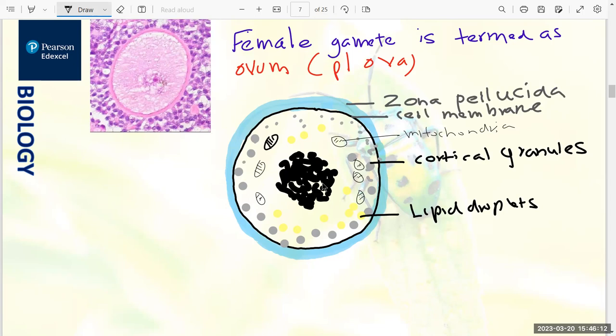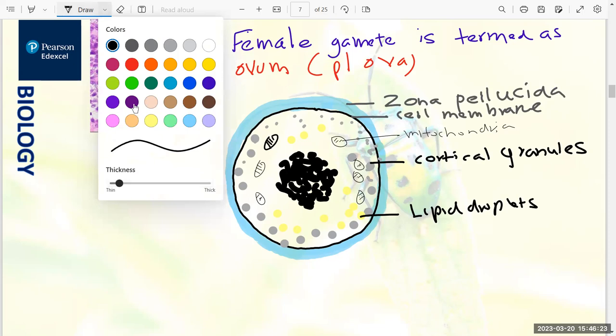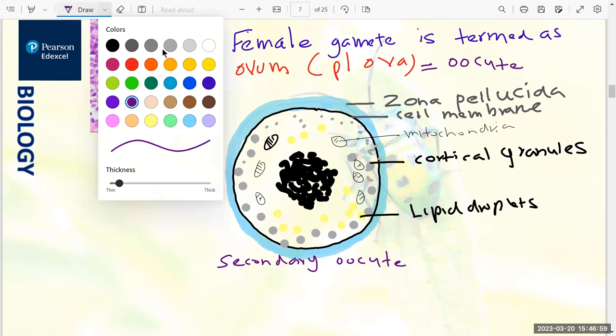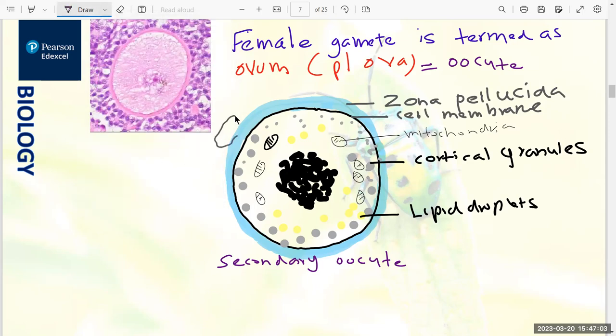So this cell is released before it completes its division. And another name given for this cell is oocyte. Ovum or oocyte. So this kind of cell is called a secondary oocyte. And another thing is, we can also find some cells around it.